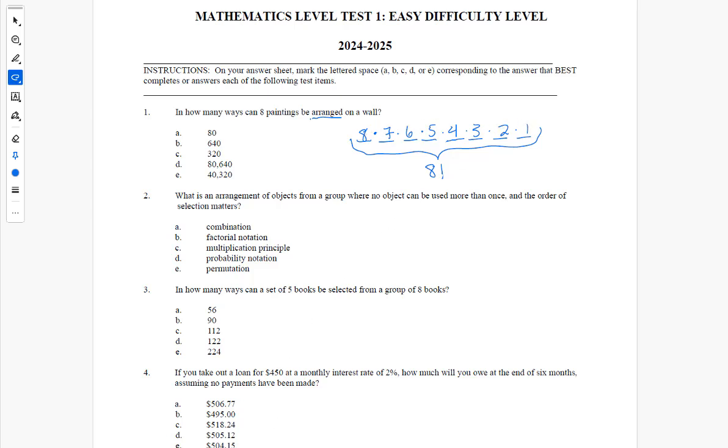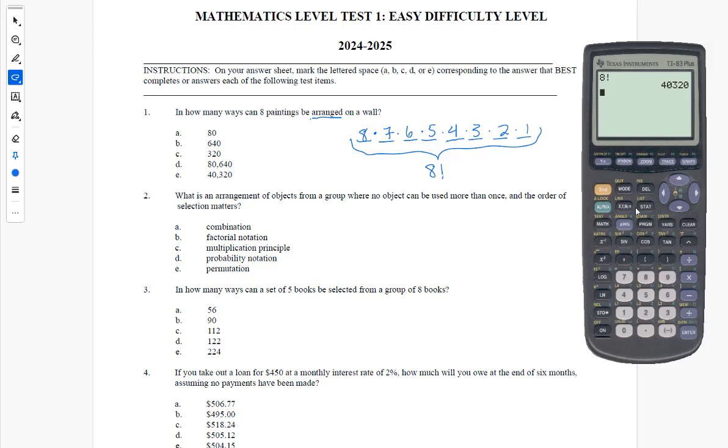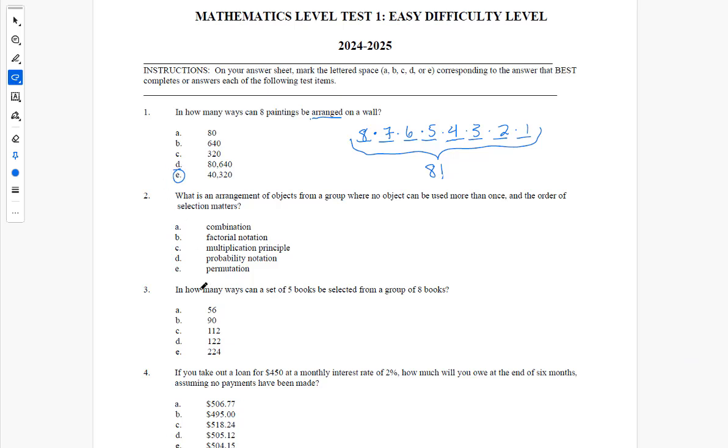So let's see where that happens on a calculator. So here, you see I already did it once, but let's go through the process. 8, and then we have math, go over to the probability, go down to the factorial button, or you could just hit a 4 and you'll see 8 factorial. That's an exclamation point. Hit enter and it is 40,320 right there. Good.